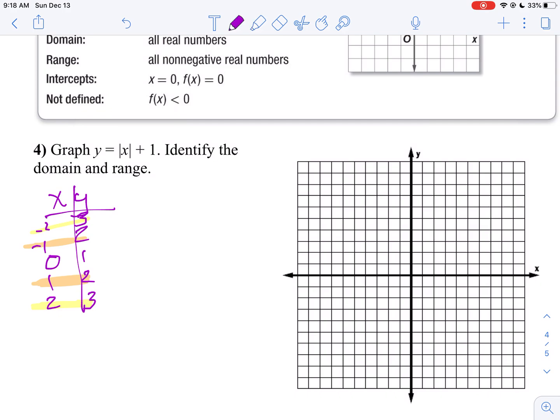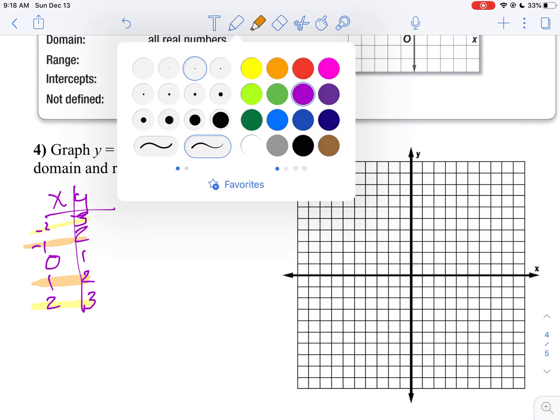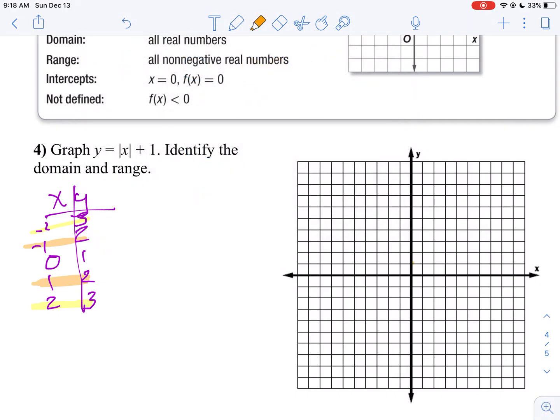So let's go ahead and graph this. We'll start with our vertex 0, 1. And then it'll be 1, 2, and -1, 2. Then 2, 3, and -2, 3. And then there is your absolute value.